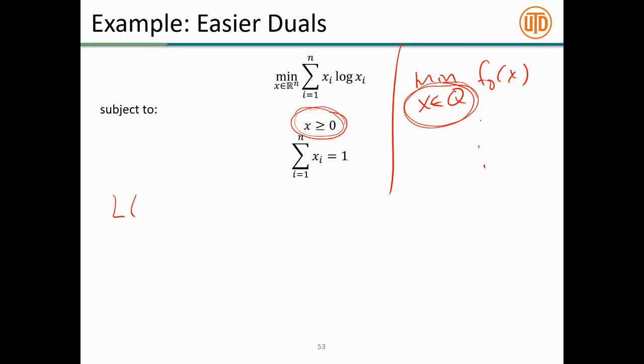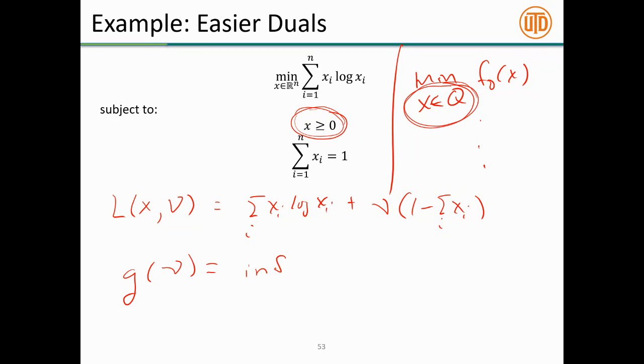So when we formulate the Lagrangian in this case, we can kind of cheat. We don't have to add a Lagrange multiplier for the x greater than or equal to 0 constraint, because it doesn't even really make sense to write down the objective function in that case. So we add just a single Lagrange multiplier here, nu, and construct the sum over all i of xi log xi plus nu times 1 minus the sum over all i of xi. And when we construct the dual function, g of nu, we define it to be the infimum over the Lagrangian over all x greater than or equal to 0.